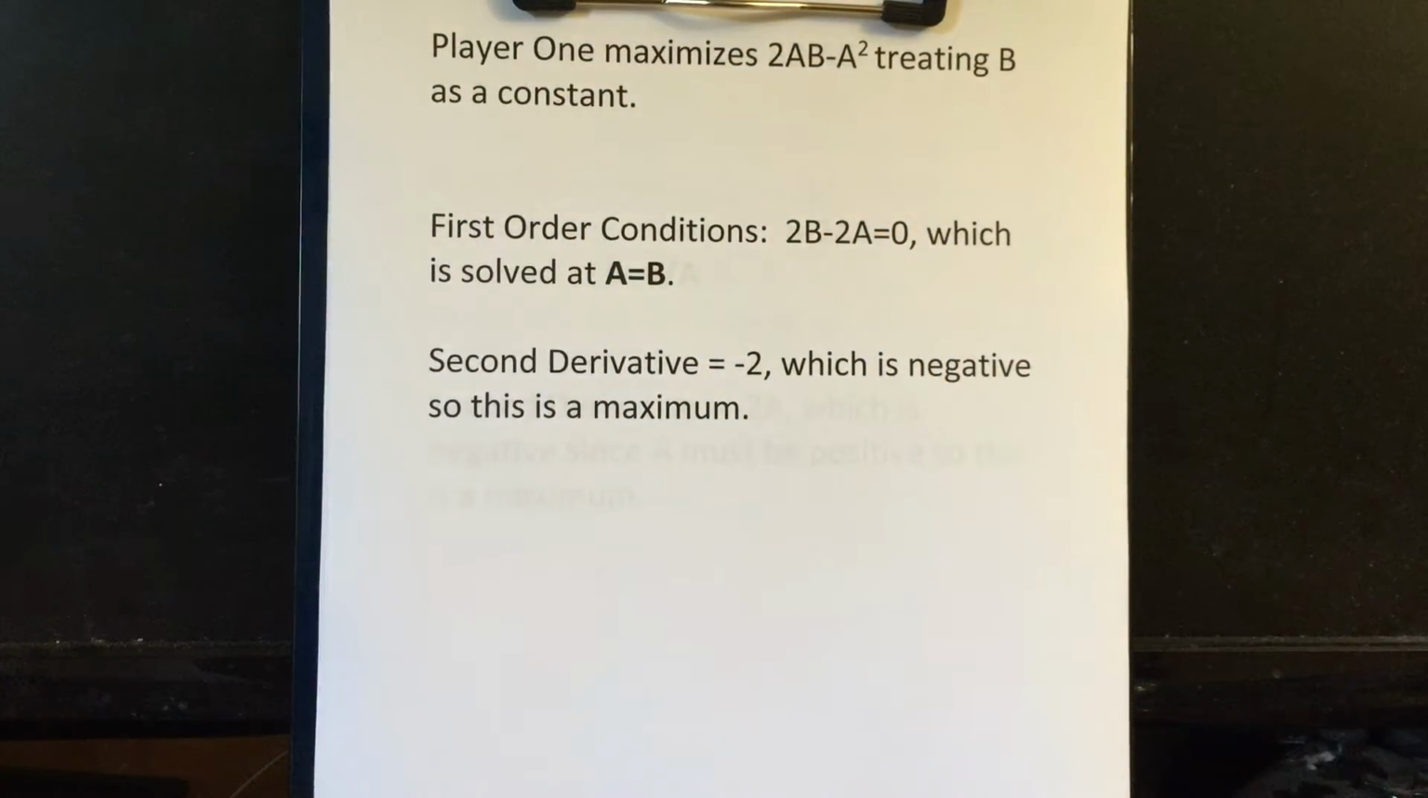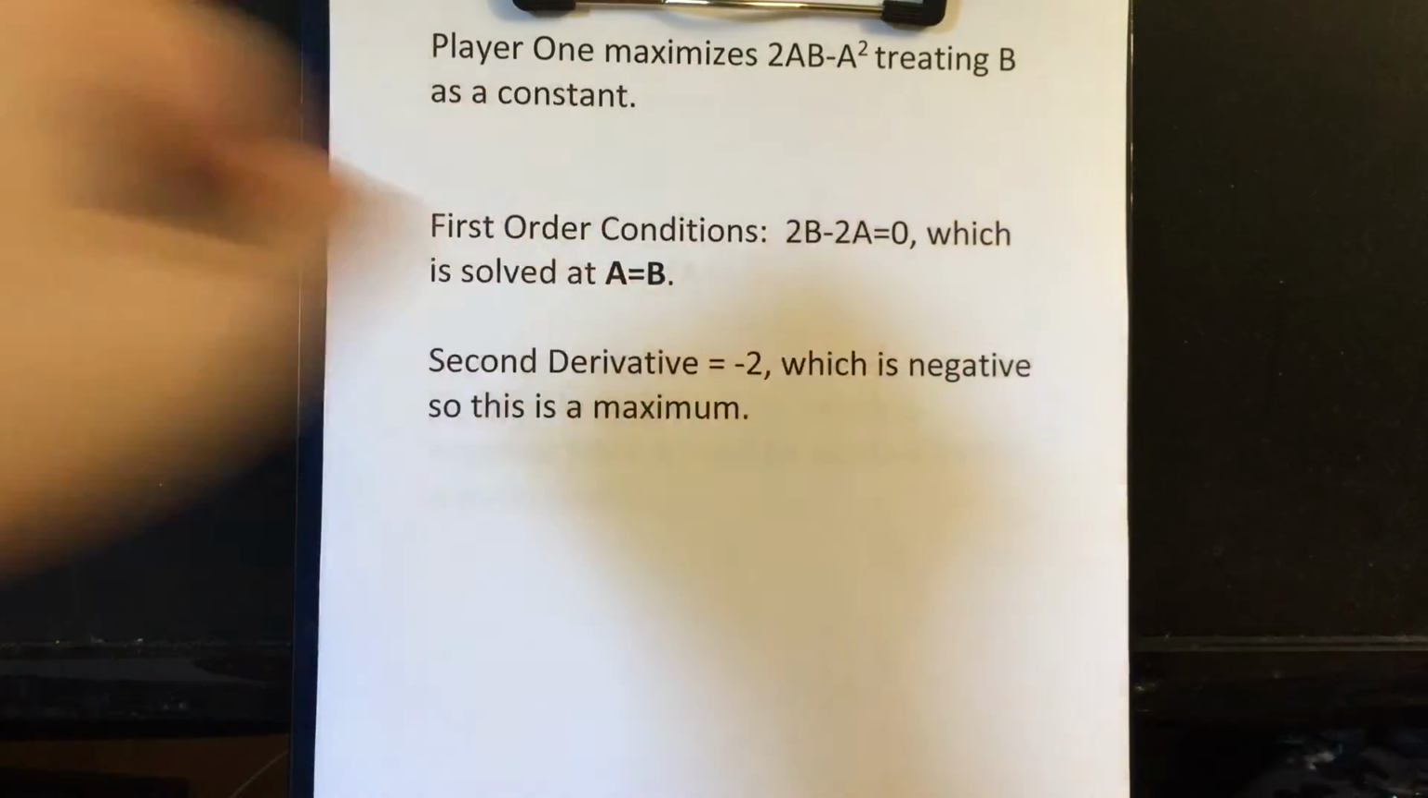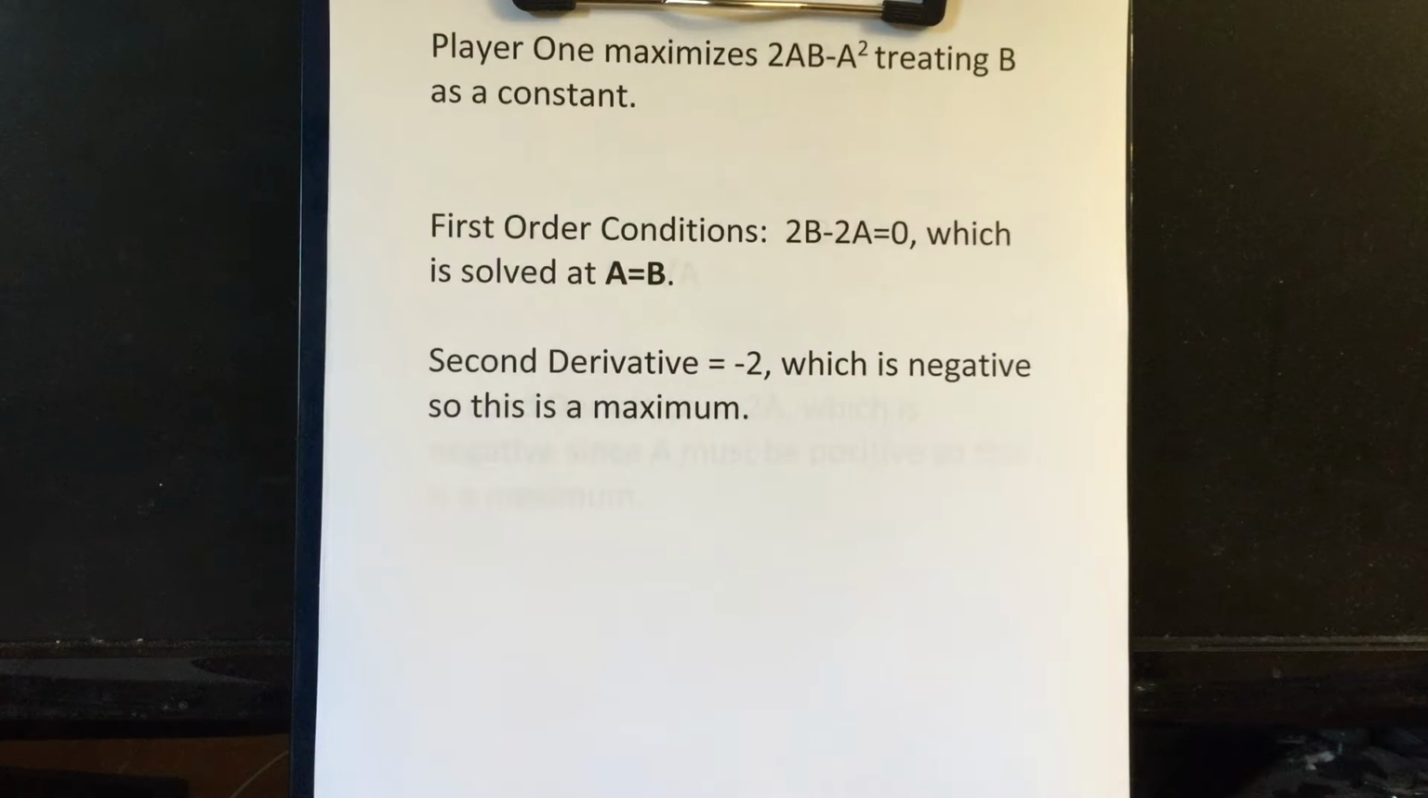In this game, player 1 has to maximize 2ab minus a squared, but player 1 will treat b as a constant. That means when we apply the rules of taking derivatives, you'll act as if b is a constant if you're player 1. Now this makes sense. If you were really playing this game with someone else and you were player 1, you would write down your value of a at the exact same time the other person is writing down their choice for b. You'd both do so secretly and then reveal.